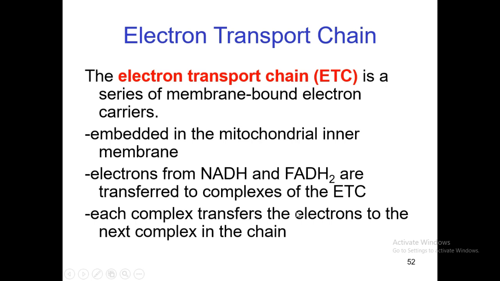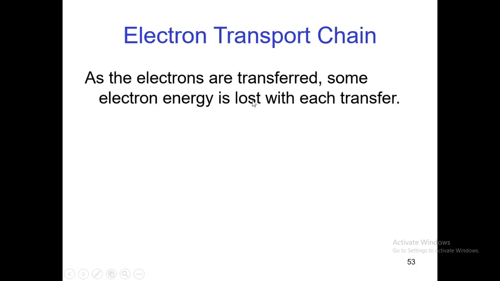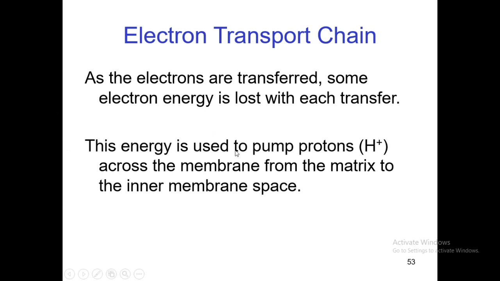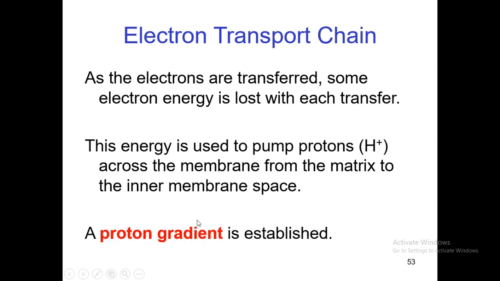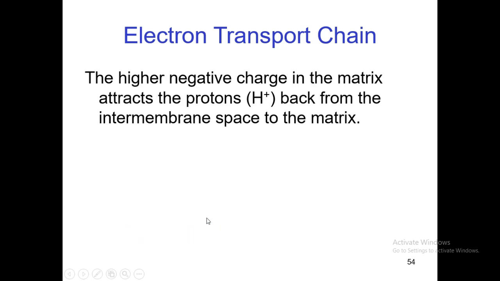So each complex transfers the electrons to the next complex in the chain. As the electrons are transferred throughout the chain, some electron energy is lost with each transfer. This energy is used to pump protons across the membrane from the matrix to the intermembrane space. Then a proton gradient is established.